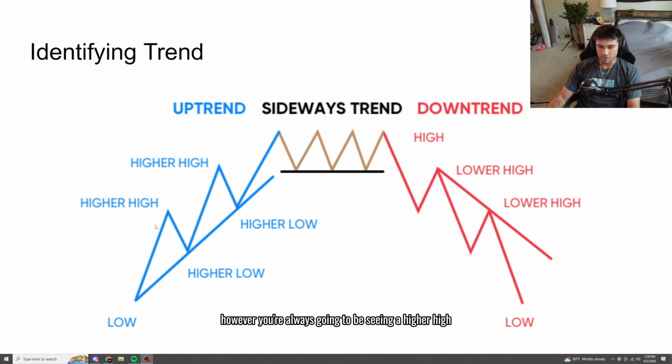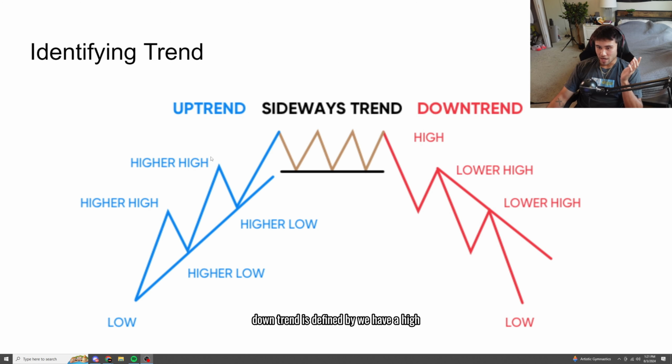However, you're always going to be seeing a higher high and then a higher low in an uptrend, and then a higher high and then a higher low, and then a higher high and then a higher low. Sideways trend, usually going to have a high, an area that your price is struggling to break, and you're usually going to be having a low that price is struggling to break. Therefore, you are in a sideways trend. Sideways trend can also be referred to as a range or consolidation.